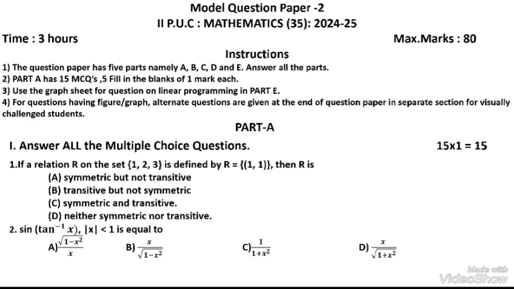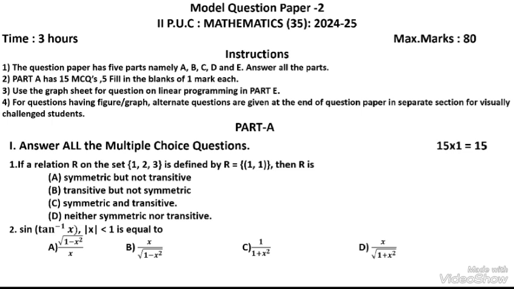Basically, the question paper contains 80 marks. We have to solve the question paper within 3 hours. Here there are some instructions. The question paper has 5 parts, namely A, B, C, D, and E. We must answer all 5 parts.